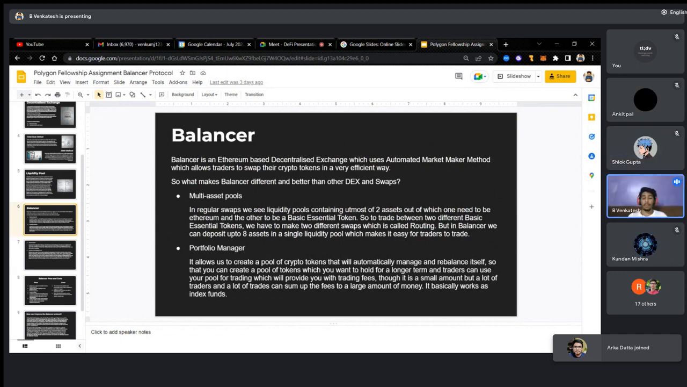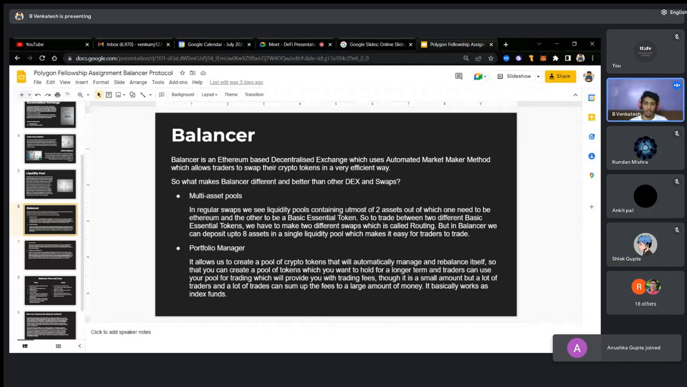This is helpful because when you have to trade between two basic essential tokens, you have to go through two swaps, which is known as routing, in normal swaps like Uniswap and SushiSwap. But due to multi-asset pools, you can trade between two basic essential tokens from the same liquidity pool.